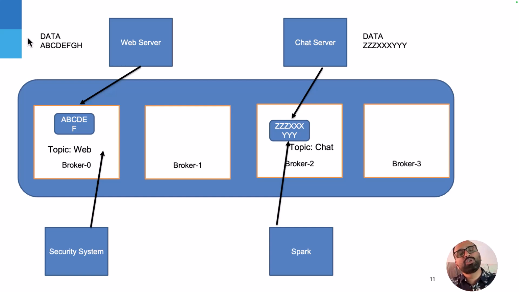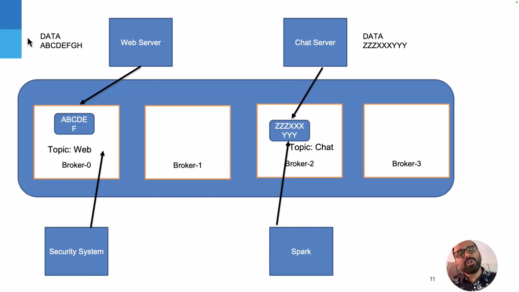And we have the usual producers and consumers in this picture. Now what happens is, imagine the producer wants to send some data. Like in this particular diagram, you can see the web server. I have written on the left hand side of the web server that it would like to send the data that is A, B, C, D, E, F, G, H. I mean, just to give some random data. So each one is considered to be a message. So A is a message, B is a message, C is a message, and so on and so forth. And the chat server, on the other hand, has some messages like ZZZ, XX, whatever it is, right?